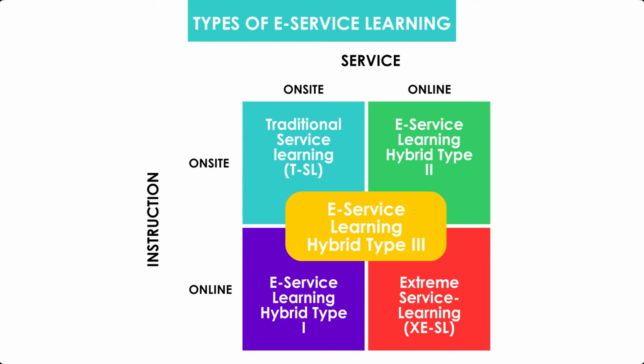The first one, called Type 1 Hybrid e-service learning, is where instruction occurs fully online and service occurs face-to-face on-site. The second one, called Type 2 Hybrid e-service learning, is where instruction occurs on-site and service is conducted fully online. The third one, called Type 3 Hybrid e-service learning, is where instruction occurs both partially on-site and partially online.